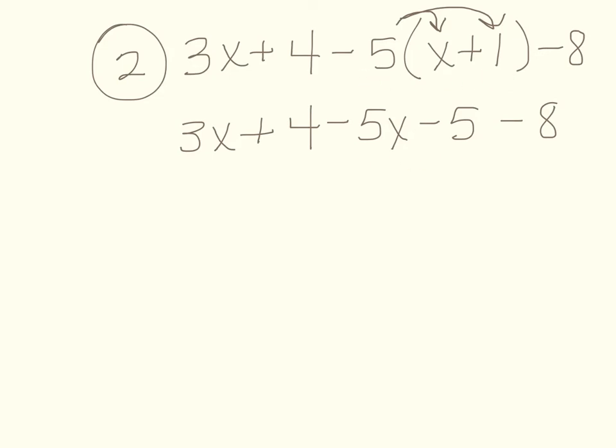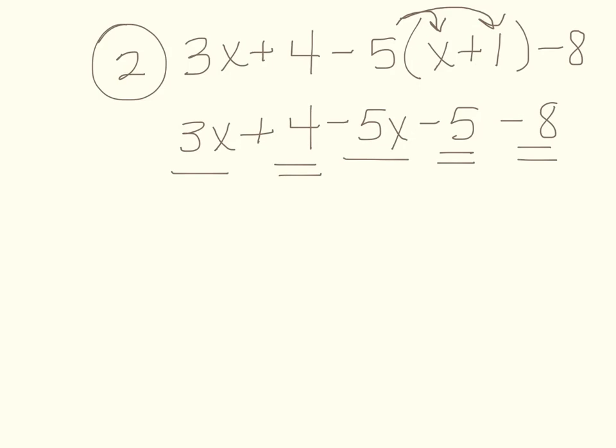This is not completely simplified because my like terms are not together. I need to identify my like terms and then put them together. I notice I've got a 3x and a negative 5x. Those are like terms because they both have an x. I've also noticed that I've got a 4, a negative 5, and a negative 8. Those are like terms because they have a common variable, which is nothing. They don't have a variable.